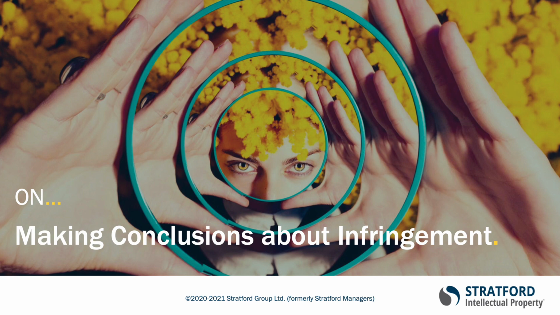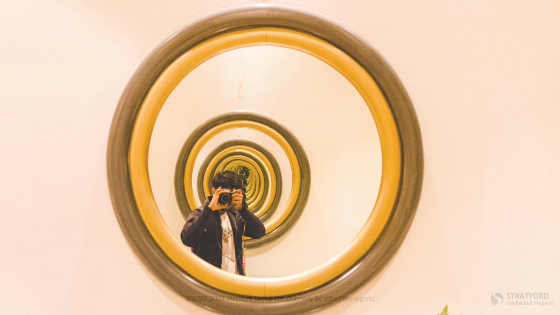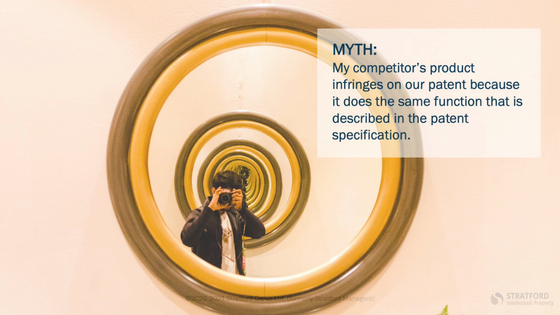Let's get started. If you find a competitor's product on the market that appears to closely resemble your product for which you applied for patent protection, the knee-jerk reaction might be to suppose that this competitor's product infringes upon your IP and react accordingly. Despite the similarities, it is possible that they are not technically infringing.